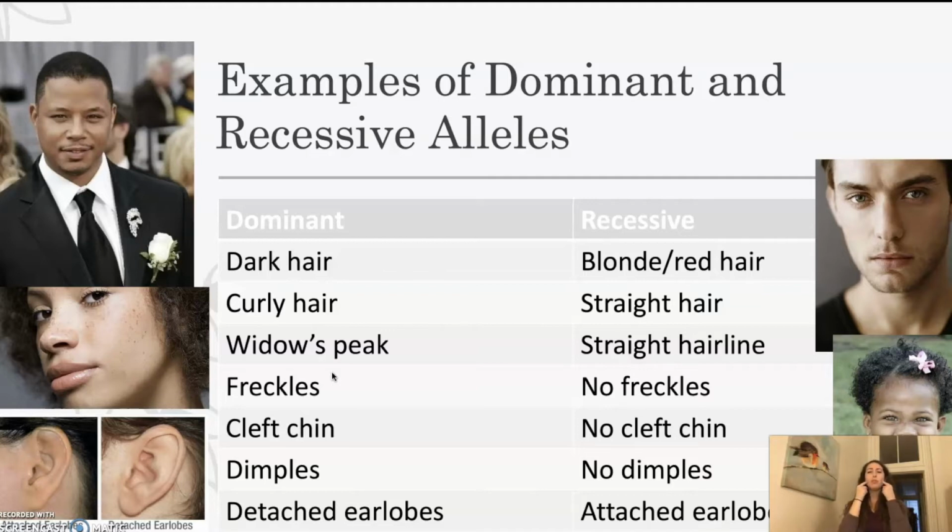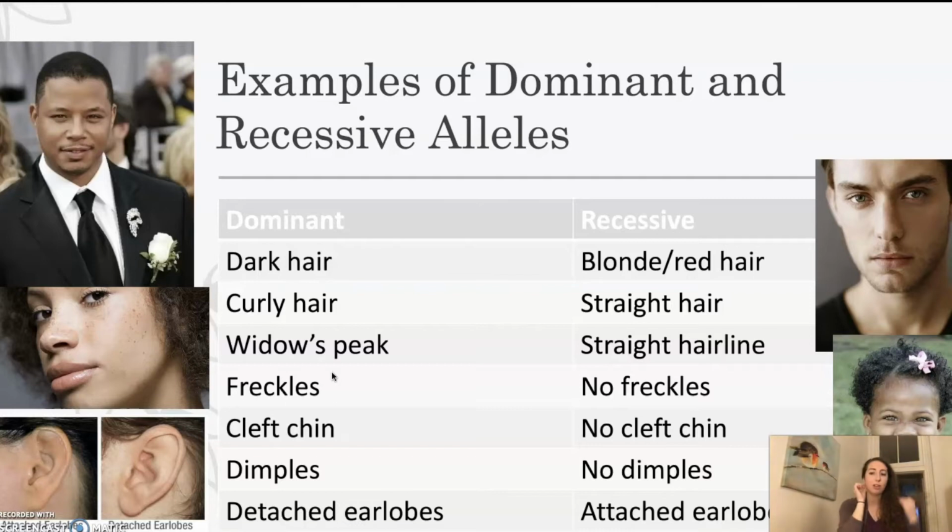Dimples. So dimples are actually dominant. So if you have dimples, you have at least one or maybe two copies of that dominant allele. But if you don't have any dimples, that means that you have two recessive copies of that gene, no dimples.